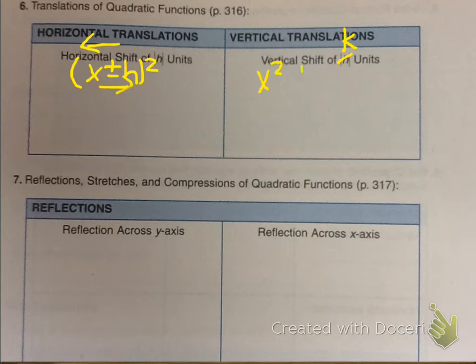For the k, again, it's x squared plus or minus k on the outside. The plus tells me to go up, the minus tells me to go down. Notice there is no parentheses, or if there is a parentheses, it's the number on the outside of the parentheses, to the right of the square.